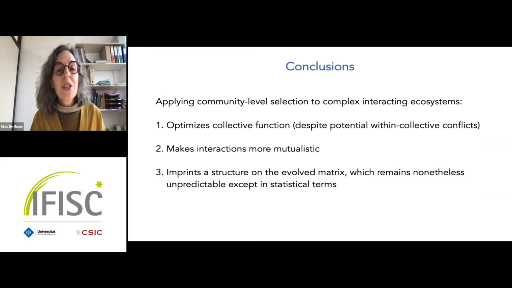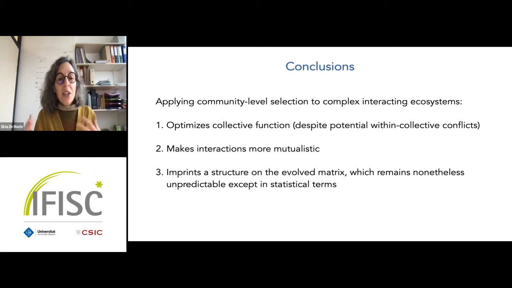Okay, let me go to the conclusions. Applying community level selection to complex interacting communities is, and this is maybe not a surprise, able to optimize collective function, which means that within-collective conflicts are not all that important. We started from a competitive kind of ecosystem, and we were progressively displaced towards a more mutualistic ecosystem without these conflicts being particularly problematic.